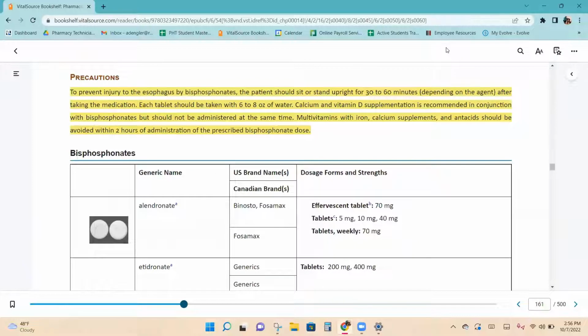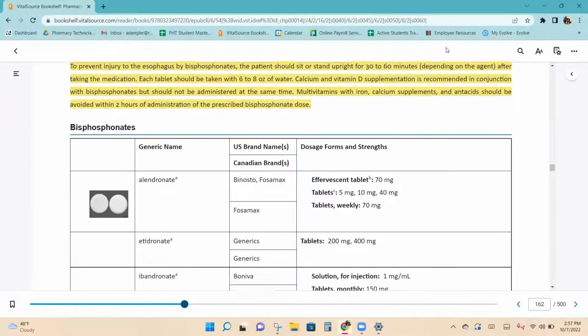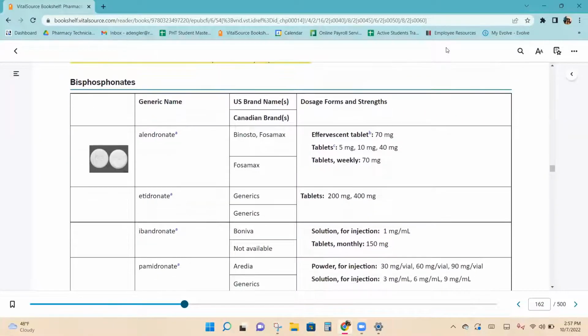To prevent injuries to the esophagus by bisphosphonates, the patient should sit or stand upright for 30 to 60 minutes, depending on the agent, after taking the medication. The medication should be taken with 6 to 8 ounces of water. Calcium and vitamin D supplementation is recommended in conjunction with bisphosphonates, but should not be administered at the same time. Multivitamins with iron, calcium supplements, and antacids should be avoided within 2 hours of administration of the prescribed bisphosphonate dose.